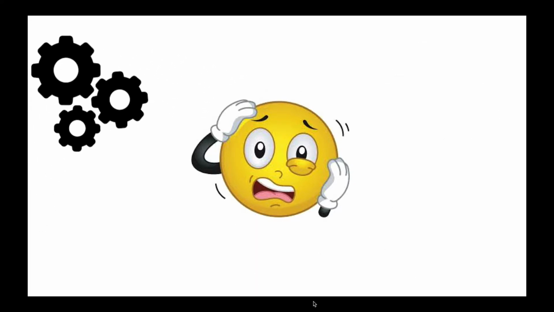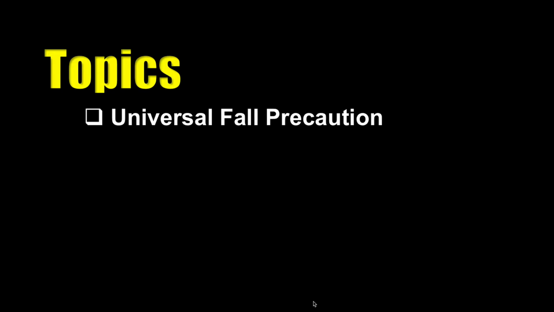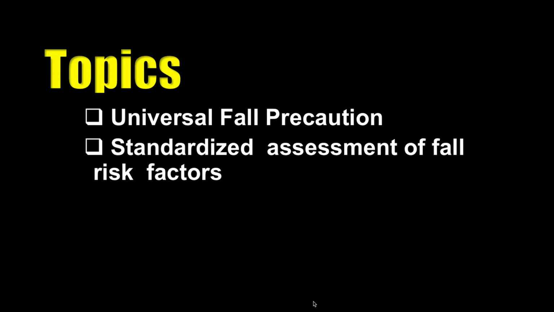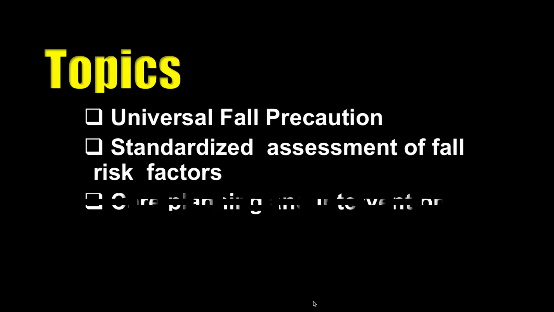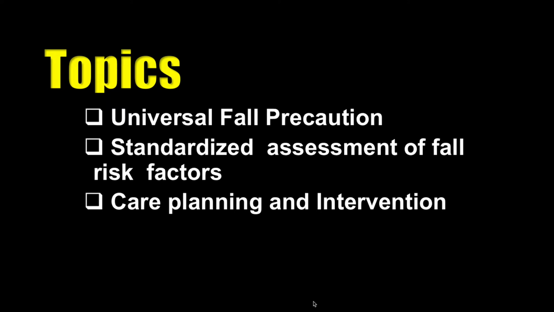Given the complexity of fall prevention, the task of implementing a program may seem daunting. To simplify things, we have broken down fall prevention activities into separate steps, and this includes universal fall precaution, standardized assessment of fall risk factors, care planning and intervention, and post-fall procedures.